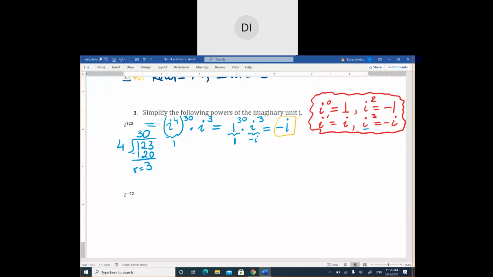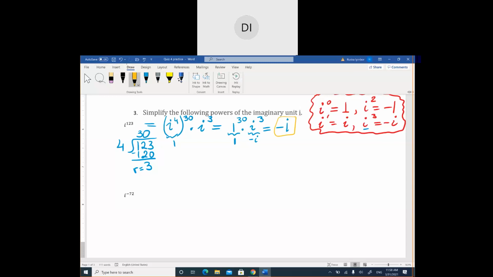And when I multiply them, I'm going to get my answer, -i. Any questions? So technically, the remainder is going to tell you which one of those 4 values you're going to have for the final answer. Okay, so let's do the next one.